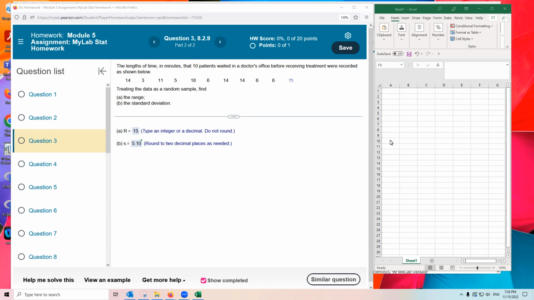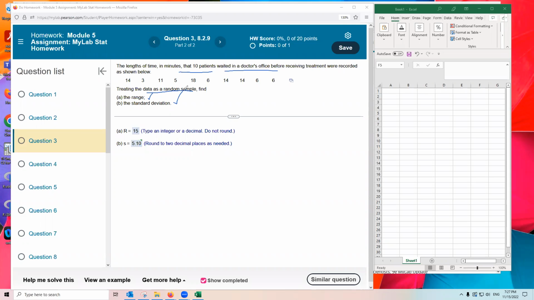I wanted to talk a little bit about working with sample means and also using Excel to help out with some calculations. So let me come here to a typical homework problem. This is question number 3, and it says the length in time that 10 patients waited in a doctor's office are given by these data values. Treating the data as a random sample, find the range and the standard deviation.